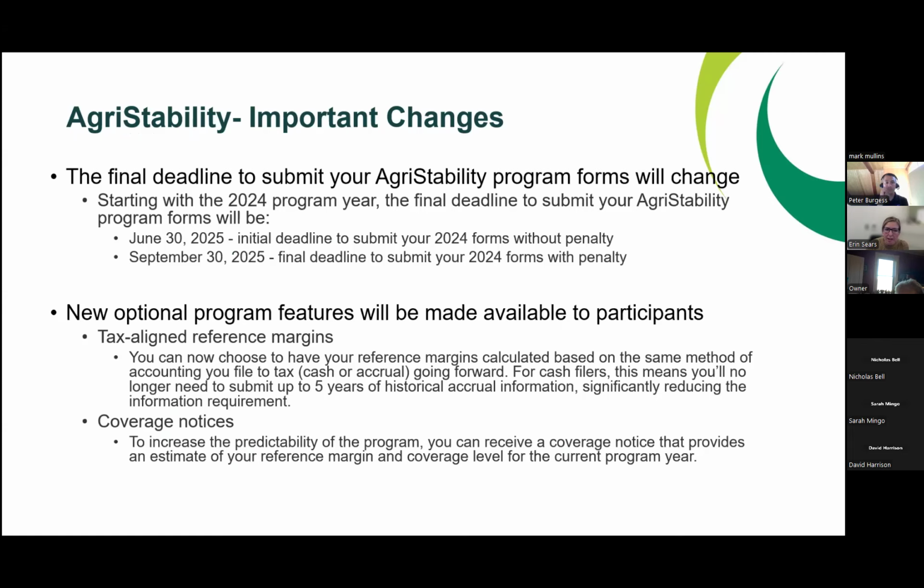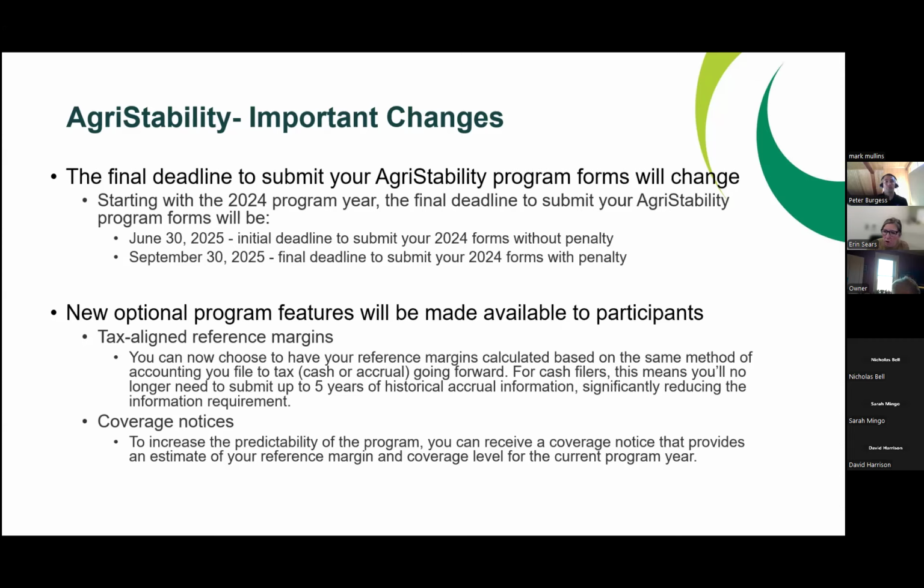For AgriStability, there are some important changes coming as well. The deadline to submit your AgriStability program forms will change. I've already noted that in the last slide. It's changing to June 30th from September 30th. And the final deadline used to be December 31st, and now it's going to be September 30th. If you want to do everything without penalties, it has to be before that June 30th.